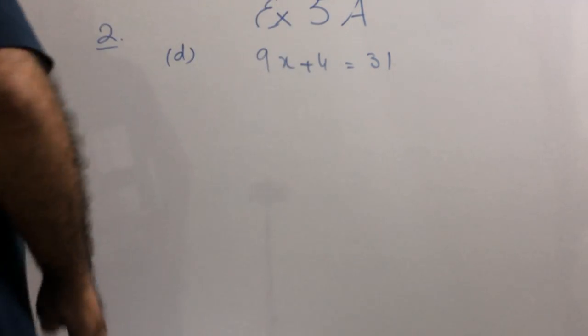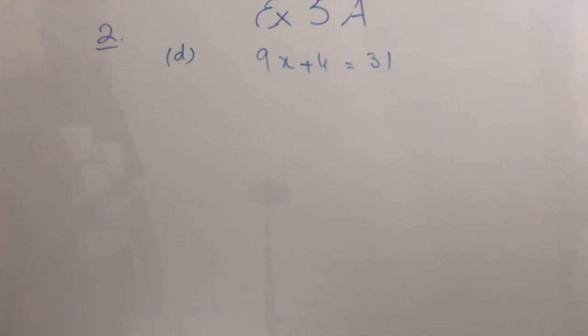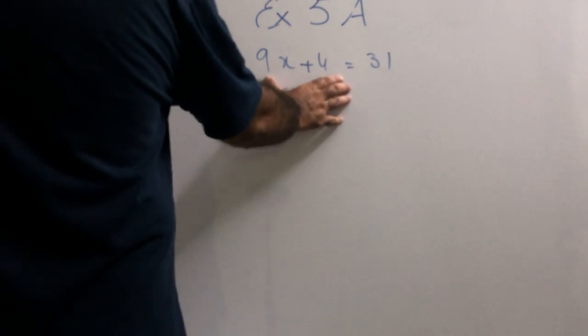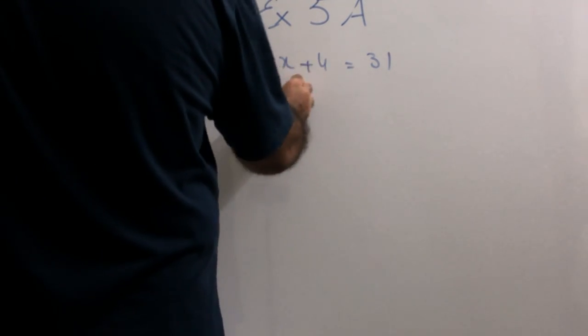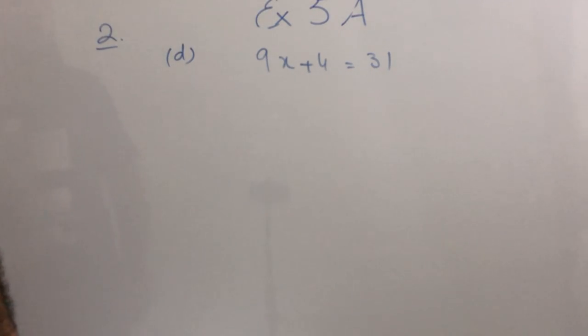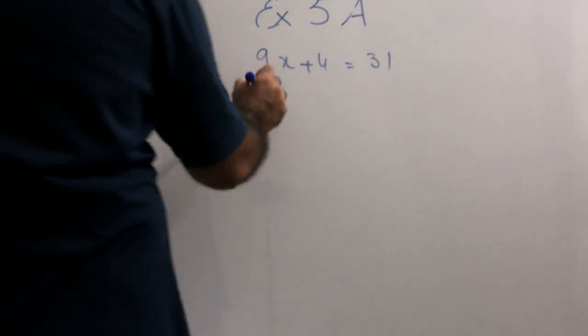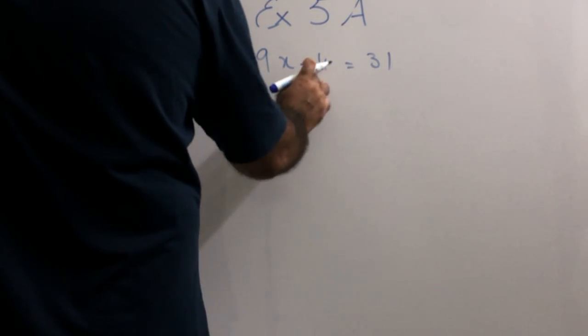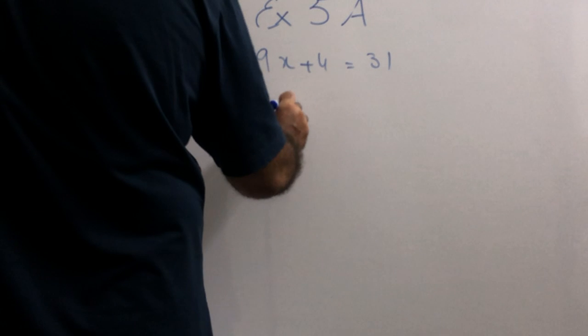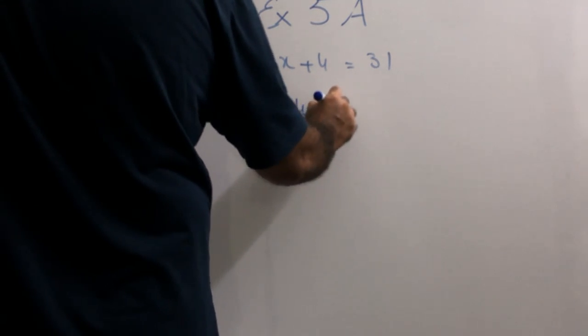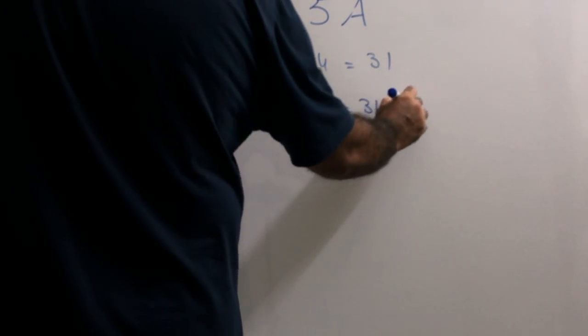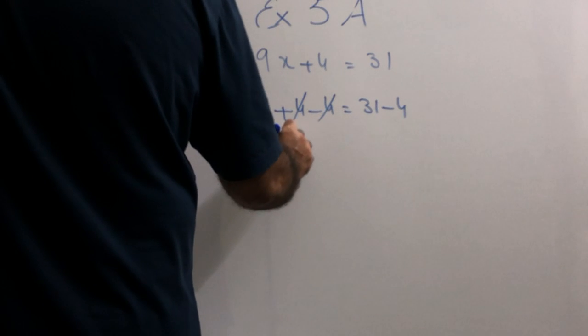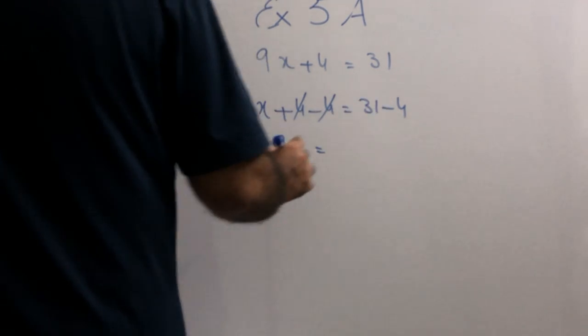Here we need to find the value of x. We are looking for the solution of this equation. That means that we need the value of x. It means that we need x alone on this side of the equation so that we get something on the right side as its value. So now the way I told you, first we need to get rid of plus 4. So we will be doing minus 4 on both sides of the equation. It will be cancelled out. 9x is equal to 31 minus 4.